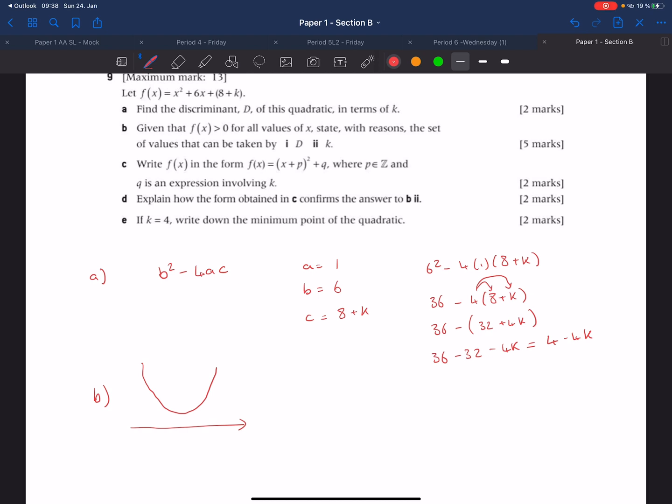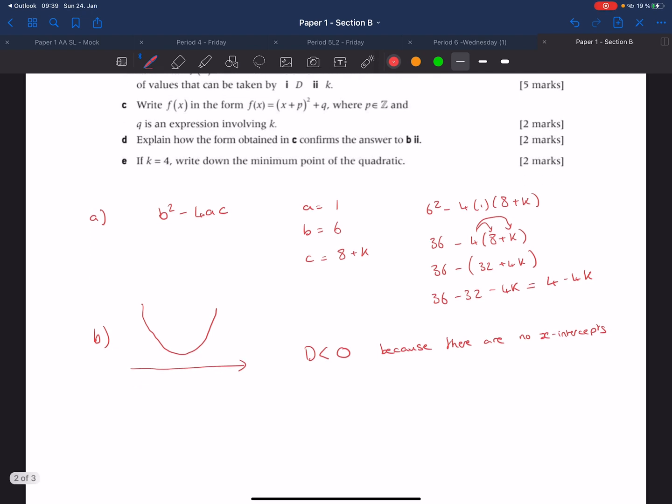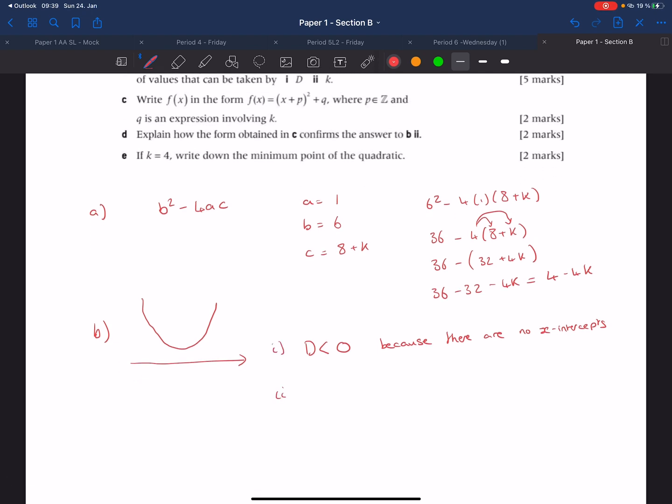And what that means is if it's always greater than 0, then our discriminant is going to be negative because there are no x-intercepts along here. So my first thing is I know my discriminant is going to be less than 0. It asks you to give a reason as well. So my reason is because there are no x-intercepts. So that's part i.